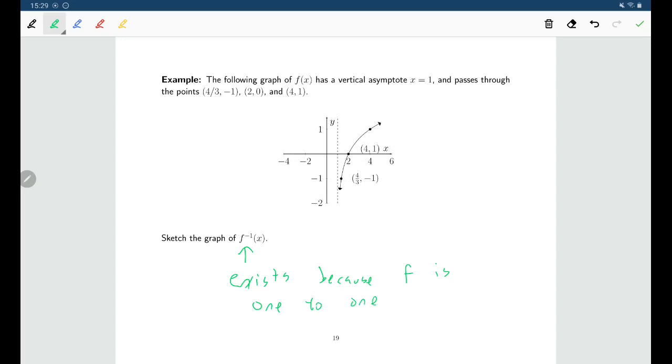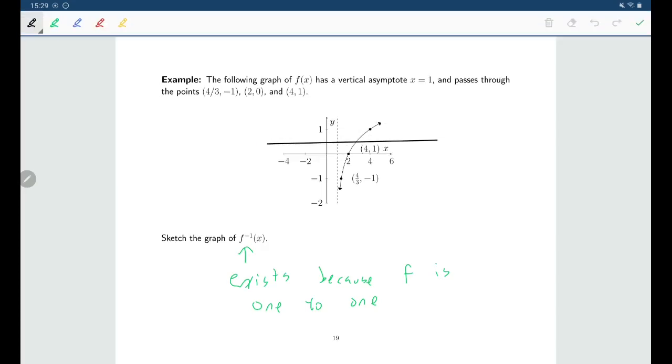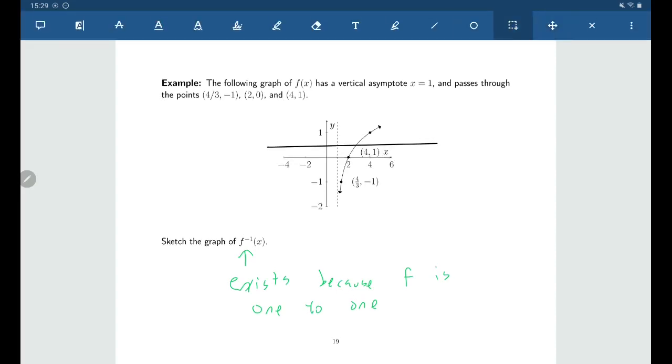And I know that f is a 1-to-1 function because if you're imagining me taking any horizontal line and drawing it through my graph, it will pass through the graph in at most one place. It never crosses through in more than one place. And if it's a 1-to-1 function, then that means you have yourself a function that has an inverse. So we definitely can sketch the graph of f inverse. And I'm going to do that on the next slide.